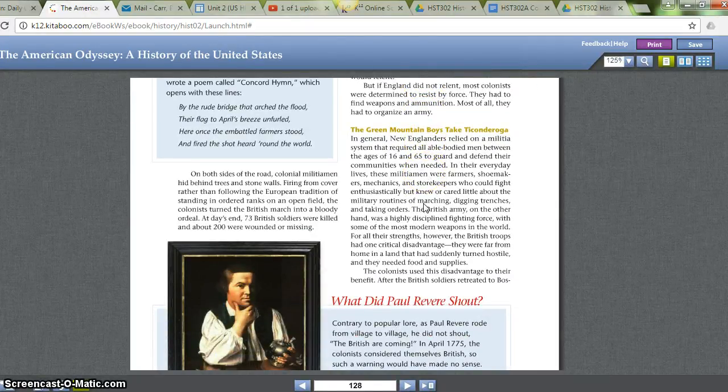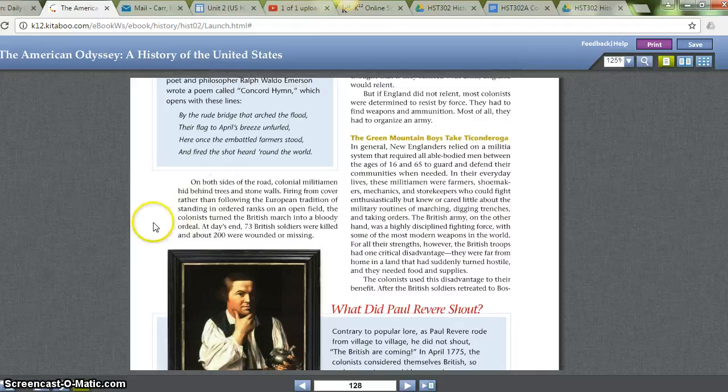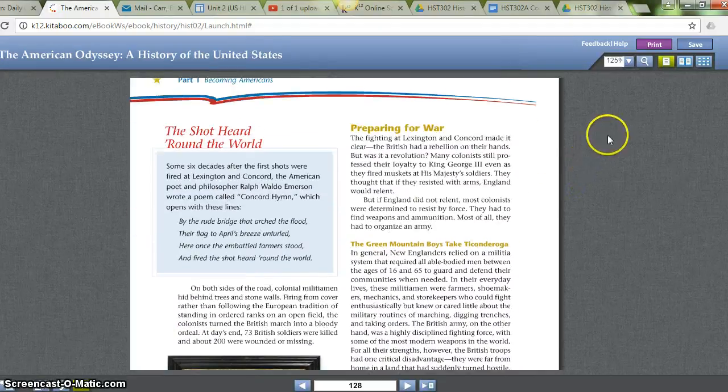On both sides of the road, colonial militiamen hid behind trees and stone walls. Firing from cover rather than following the European tradition of standing in ordered ranks in an open field, the colonists turned the British march into a bloody ordeal. At day's end, 73 British soldiers were killed, and about 200 were wounded or missing.